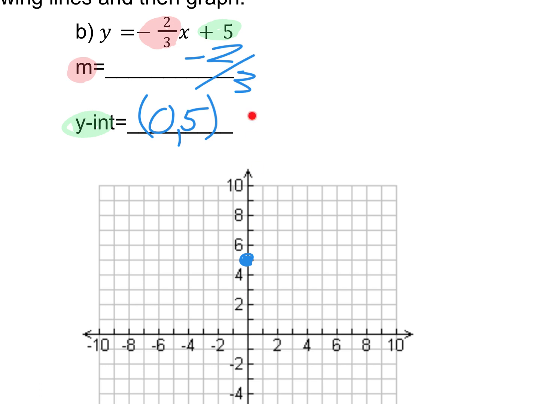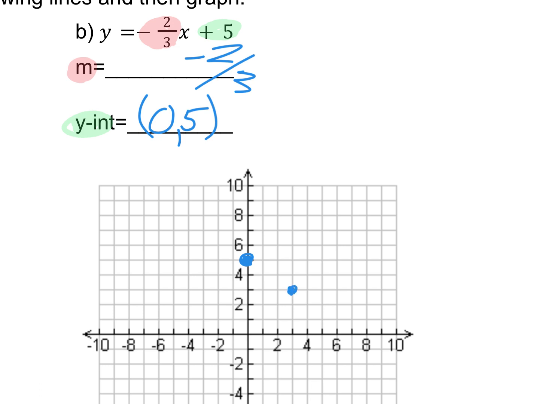And then my run is +3 in the denominator. So we went down 2, and then we're going to go right 3 units. So that is where my slope will take me for the next point. So down 2, right 3.